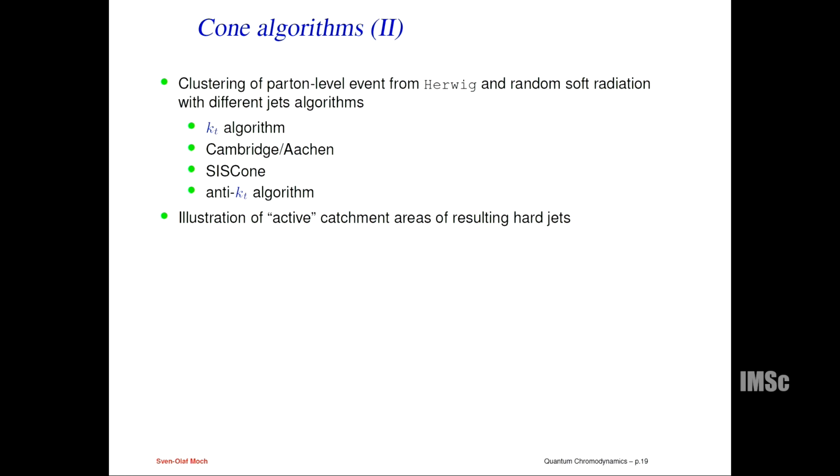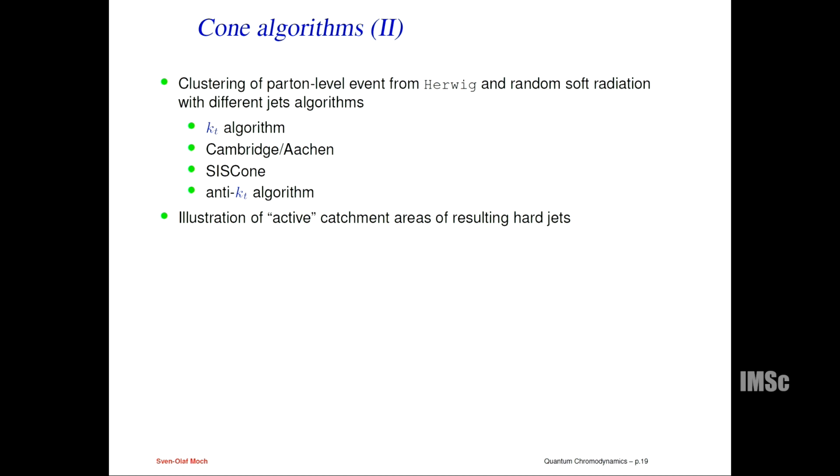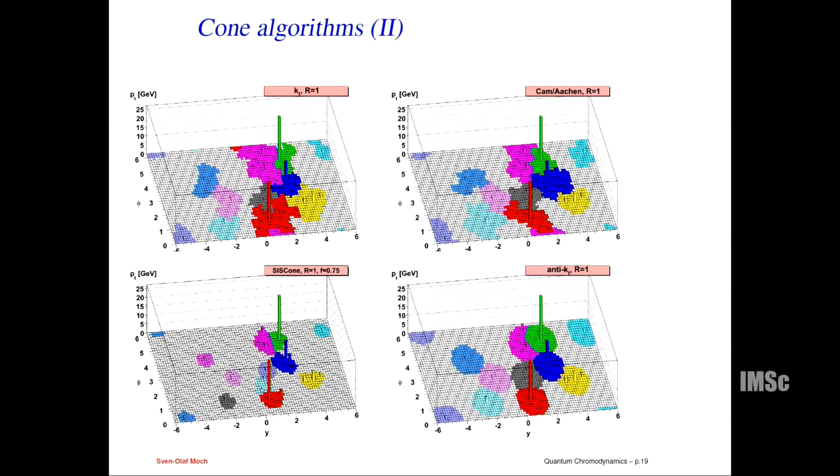Yeah? And infrared safe is also important, because this was one of the pitfalls of earlier algorithms. You would want algorithms which are infrared safe in QCD beyond next-to-leading order, because some of the early algorithms, the cone algorithms implemented in terms of rapidity at the Tevatron, suddenly created another hard jet when there was a soft seed gluon somewhere in rapidity. And of course, this is nothing that you would want, because this basically spoils the whole jet definition.